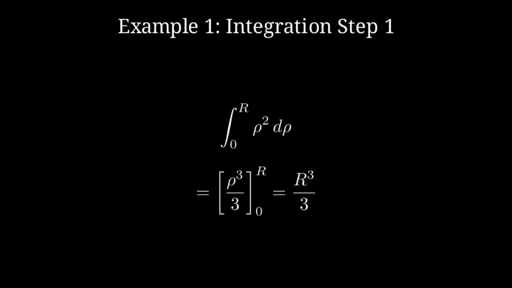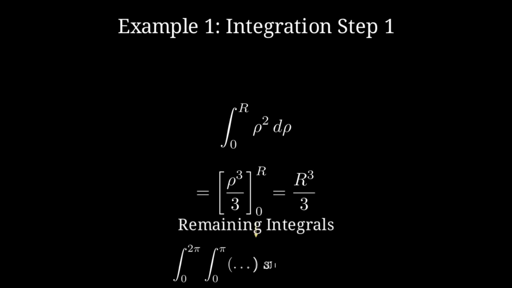First, we integrate ρ squared with respect to ρ. This gives us ρ cubed over 3. Evaluating from 0 to r, we simply get r cubed over 3. This constant can now be moved outside the remaining inner integrals.